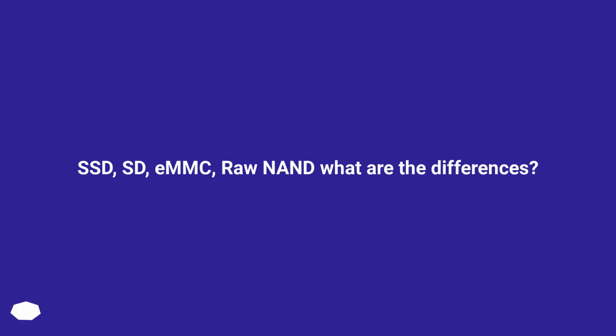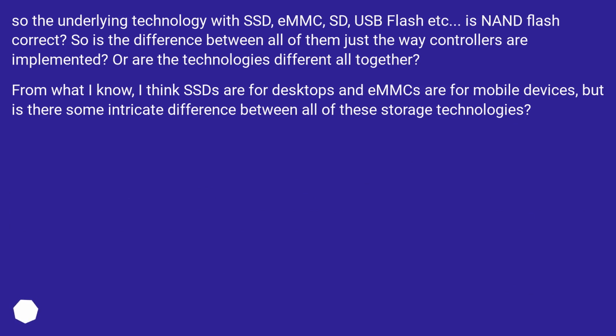SSD, SD, eMMC, raw NAND. What are the differences? So the underlying technology with SSD, eMMC, SD, USB flash etc. is NAND flash, correct? So is the difference between all of them just the way controllers are implemented? Or are the technologies different altogether? From what I know, I think SSDs are for desktops and eMMCs are for mobile devices, but is there some intricate difference between all of these storage technologies?